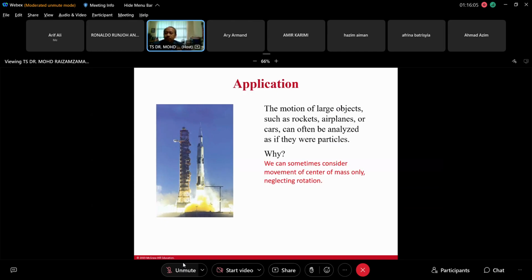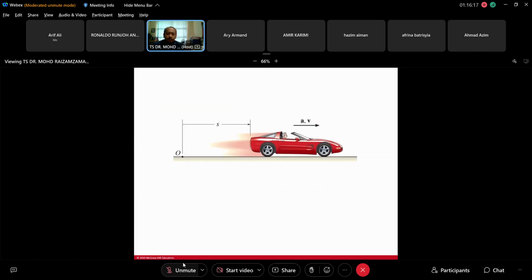Why? Because we need to know that we can sometimes consider the movement of the center of mass only, by ignoring the rotations. Okay? We can consider it as a particle. So I give you a simple example, class. You have a sports car that can travel along a straight road. Can we treat the car as a particle, class? Yes or no? Yes, right?